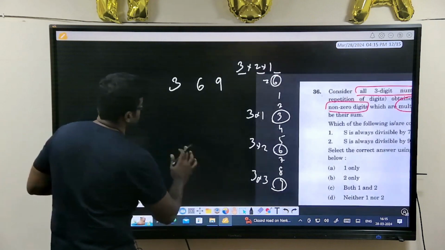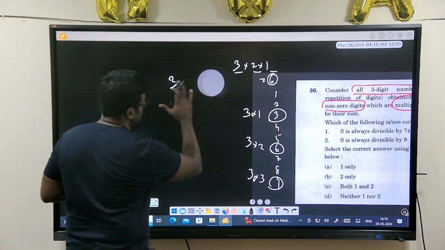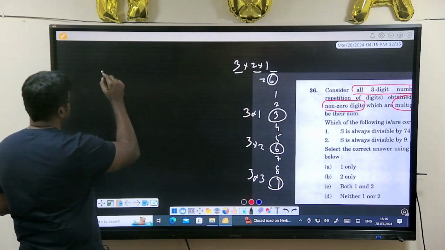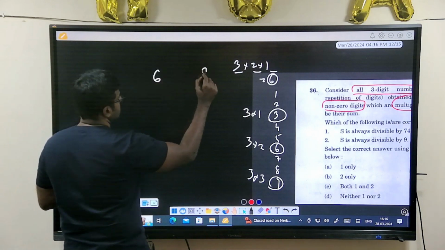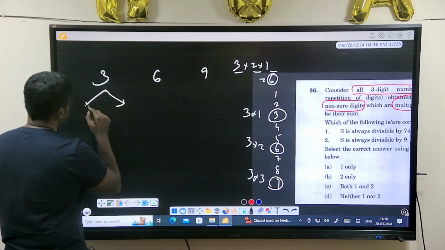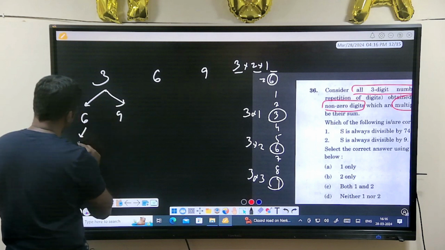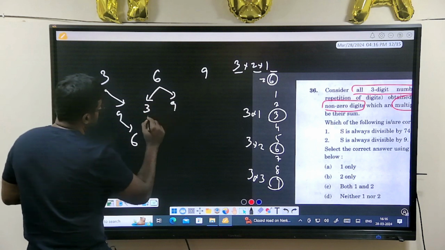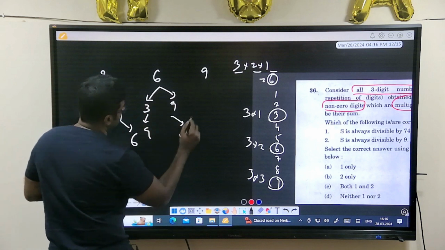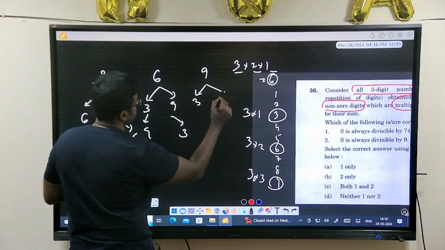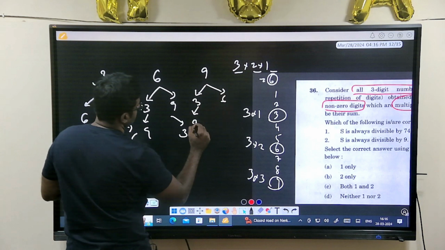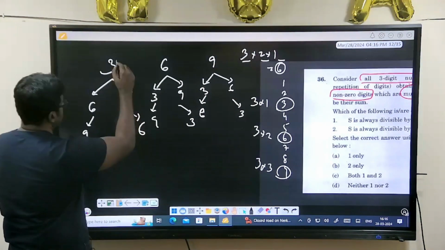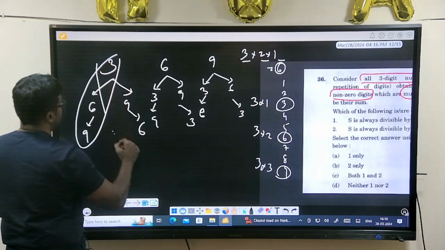So the chart, or the flow or the tree that we had, you can have it like this: 3, 6, 9, and you can have 6 and 9. Okay, 9, 6. You can have it as 3 and 9. You put it as 9. You put it as 3. You can have 3 and 6. You put it as 6, 3. Now you add all. So this is one number.